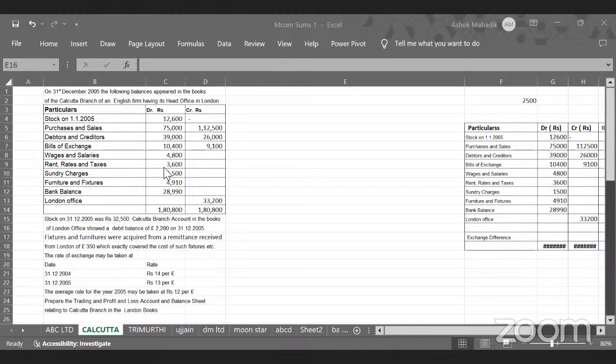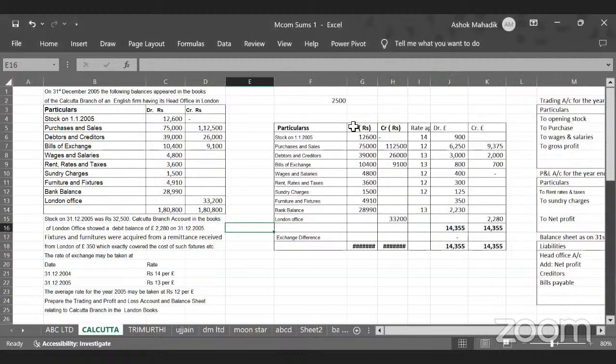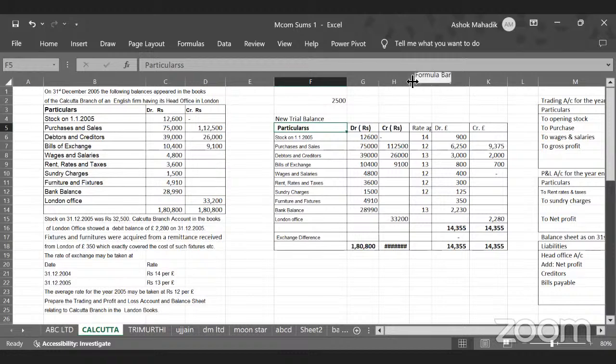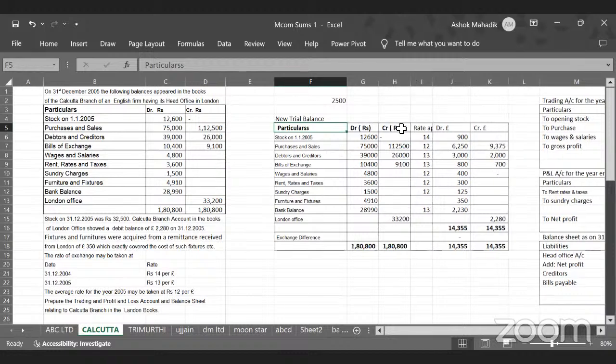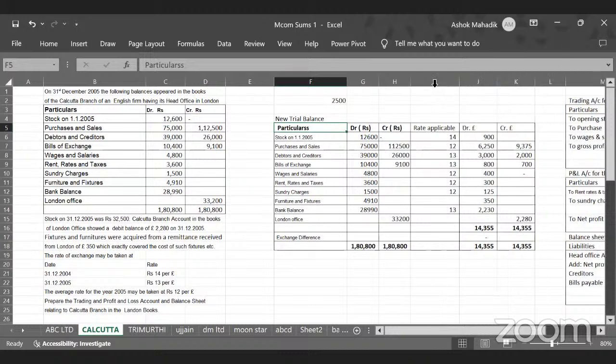So prepare the trading and P&L account and balance sheet. Whenever they ask you to prepare final accounts, first you have to make a converted trial balance, a trial balance in pounds. So I'll just write a new trial balance. It will be like this. First copy the old trial balance as it is. Draw three more columns: one for the rate applicable, then debit pounds and credit pounds.